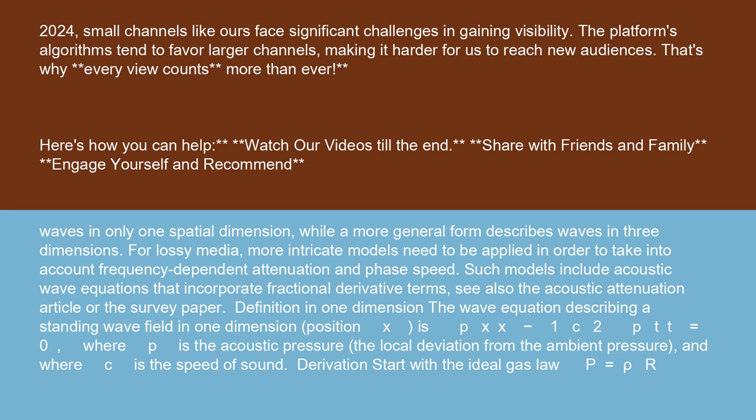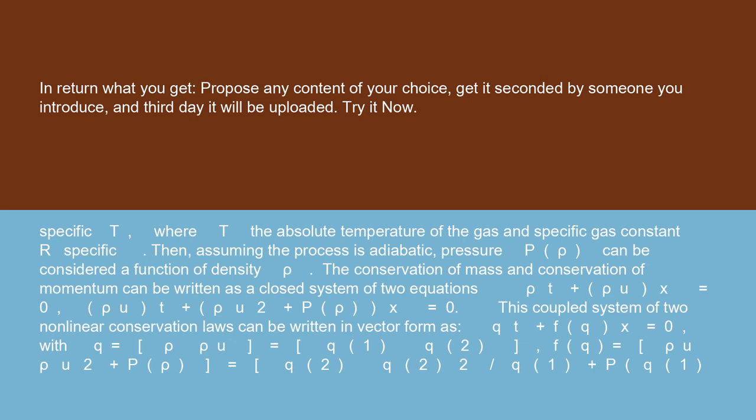Derivation: start with the ideal gas law p equals rho R_specific T, where T is the absolute temperature of the gas and R_specific is the specific gas constant. Then, assuming the process is adiabatic, pressure p can be considered a function of density rho. The conservation of mass and conservation of momentum can be written as a closed system of two equations: rho_t plus (rho u)_x equals 0, (rho u)_t plus (rho u² plus p(rho))_x equals 0.